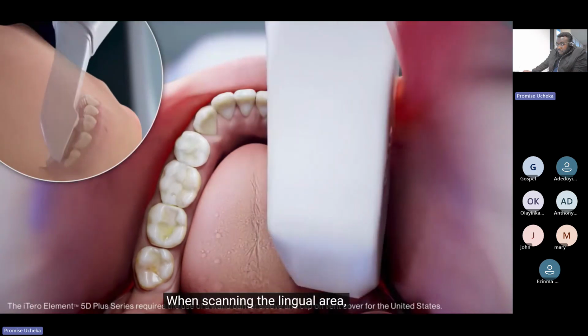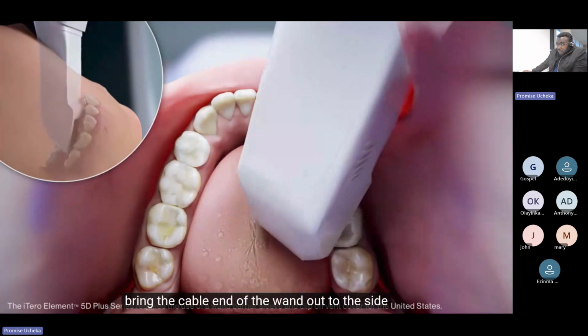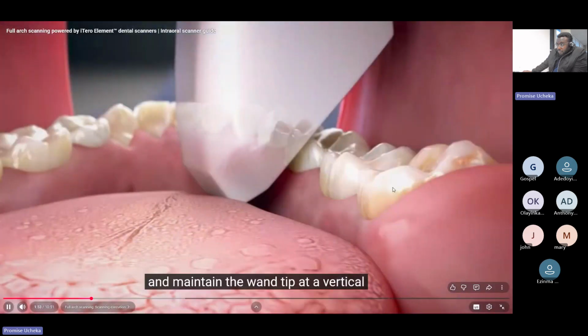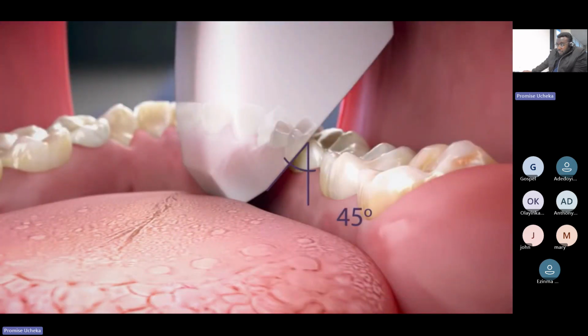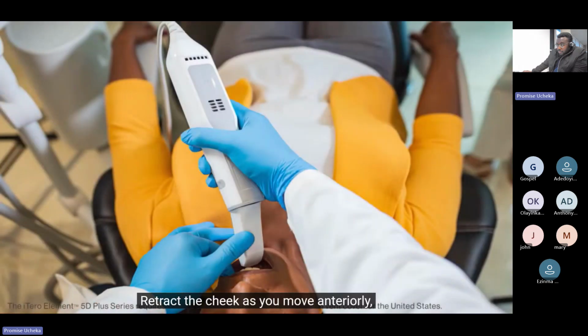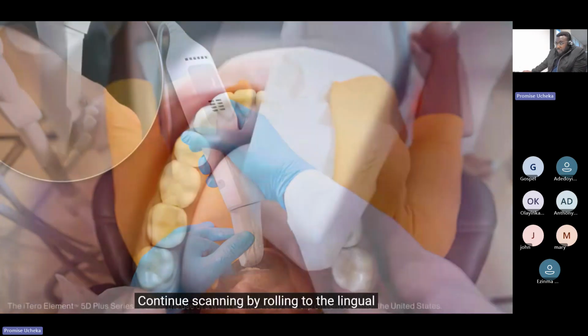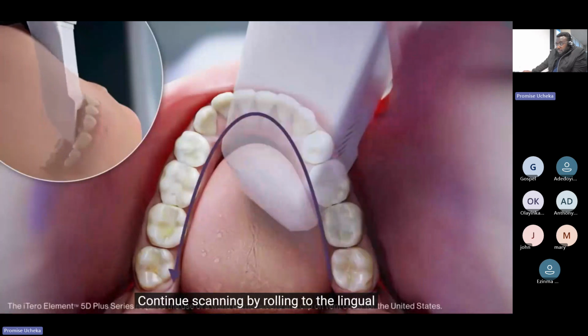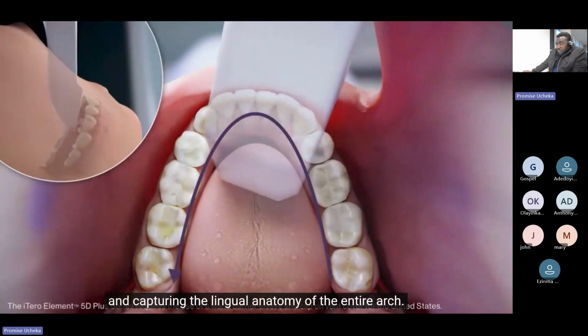When scanning the lingual area, bring the cable end of the wand out to the side and maintain the wand tip at a vertical 45-degree angle to the lingual surface. Both sides of the sleeve should touch the teeth. Retract the cheek as you move anteriorly and make sure your sleeve is steadily touching the teeth. Continue scanning by rolling to the lingual and capturing the lingual anatomy of the entire arch.